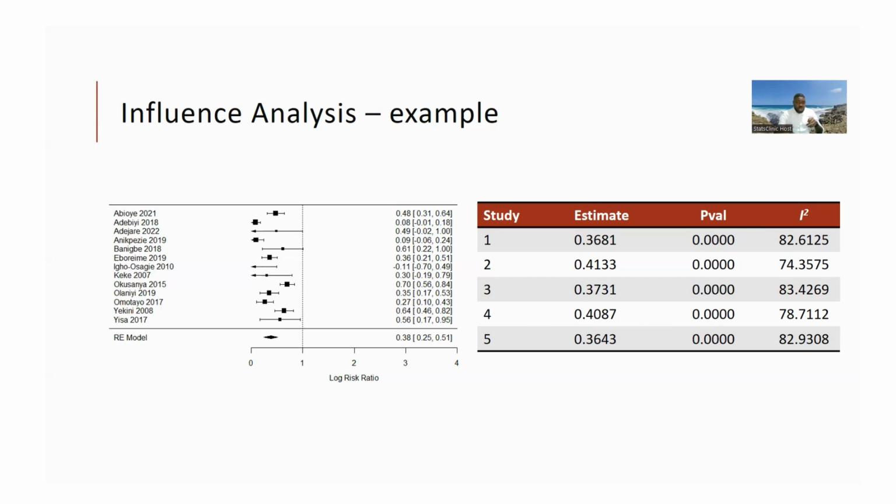So it's important to know if there's a study driving your estimates, because in that case, you want to know why that study is driving your estimate. So you go back, you look at that study in detail, understand how that study might be different from the rest of your studies. Maybe it's the sample size that's large, maybe the approach that they used to assess certain things. Essentially, you want to understand what happened in that study.